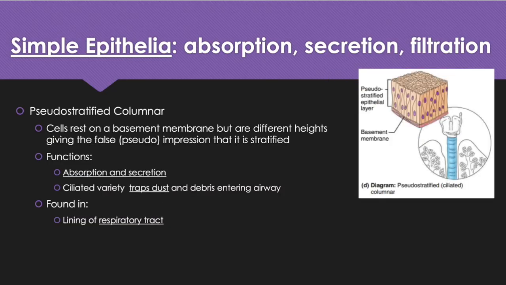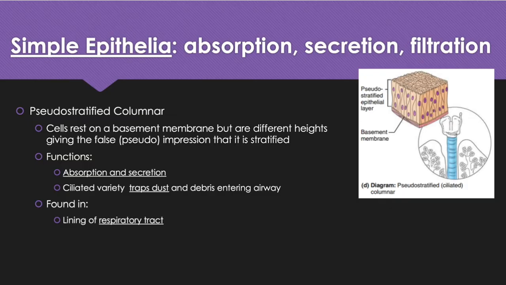Moving on from there, there is pseudo-stratified columnar. These cells are different heights, so it gives the appearance that it's stratified in its multiple layers, but it's really not. So that's why we call it pseudo-stratified. It's kind of like an imposter, I guess you could say. So they are not actually stratified. It just appears that way because of the different heights of the cells.